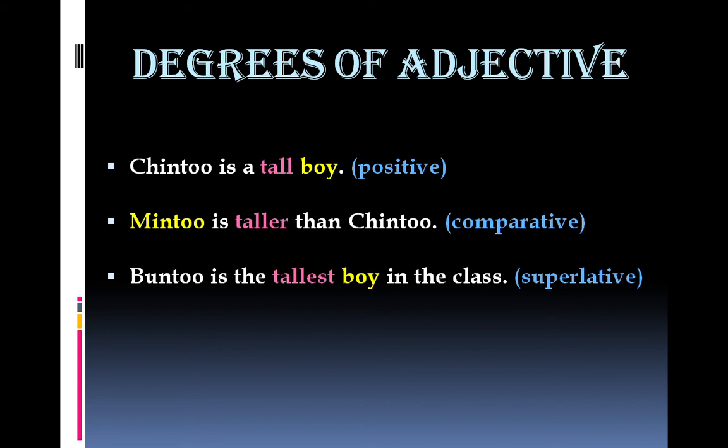Look at the next example. Bantu is the tallest boy in the class. Now the comparison is not between two. It's in a group of three or more. The class consists of at least 3 students or more than 3 students. So Bantu is being compared with all of them, and we have used superlative degree of adjective tall. We must remember that superlative degree of adjective takes definite article the with it.